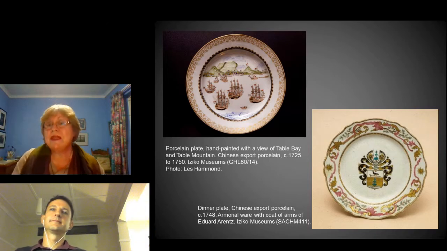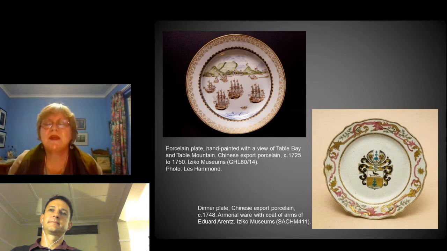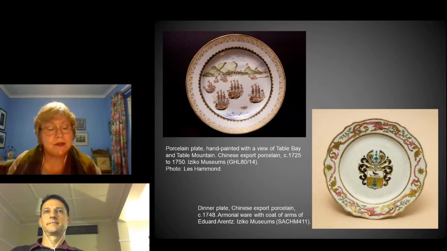There are many other of these armorial porcelains, a small collection that we have at Iziko in the Koopmans-de Wet House, or the Koopmans-de Wet collection. But these enameled wares often were of a better quality as opposed to the more ordinary underglazed blue wares that were officially ordered by the VOC. They're much treasured today, I would think.